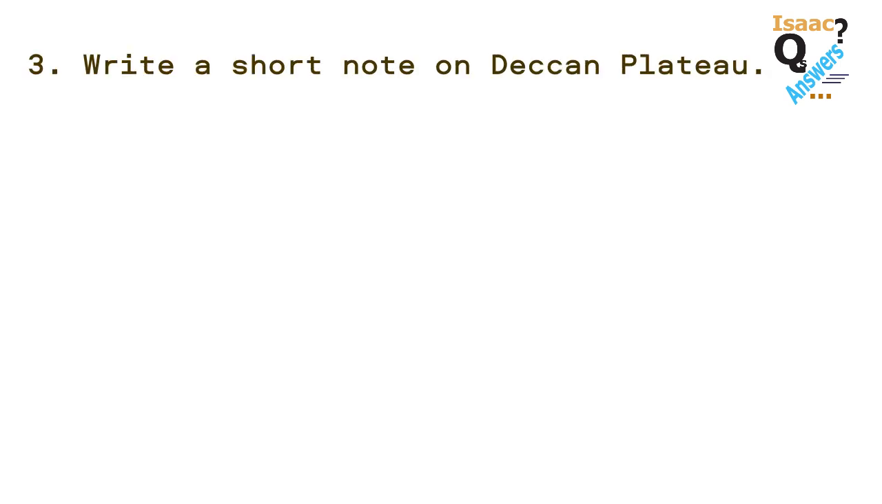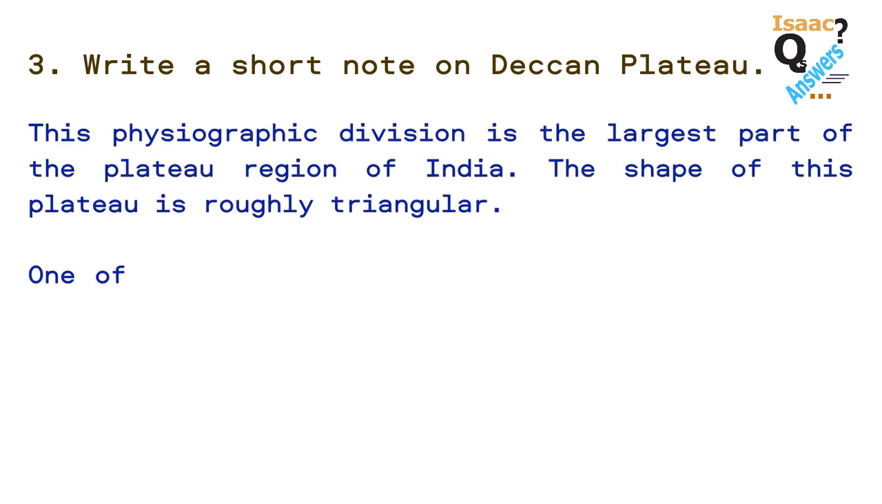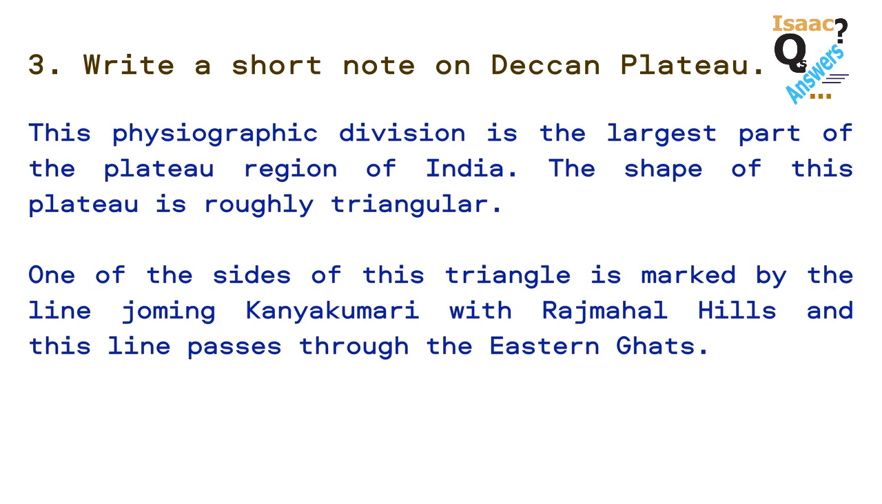Question number 3. Write a short note on Deccan Plateau. This physiographic division is the largest part of the plateau region of India. The shape of this plateau is roughly triangular. One side of this triangle is marked by the line joining Kanyakumari with Rajmahal Hills, and this line passes through the Eastern Ghats.